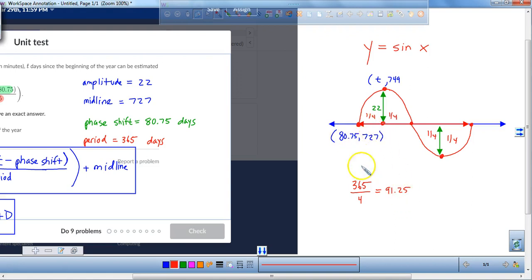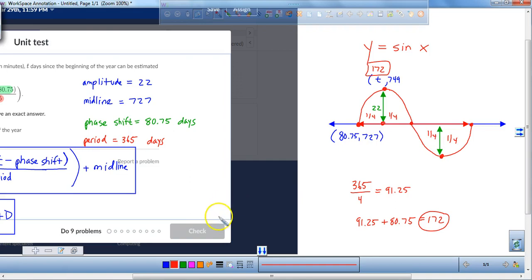Well, if that's at 80.75 already, it's going to take 91.25 add 80.75, and I'm going to get a total of 172. And that's what I'm going to type in as my answer, like the exact days that it reaches its maximum height. That's how you would do it by hand if you didn't have the use of a graphing calculator. But we do have Desmos.